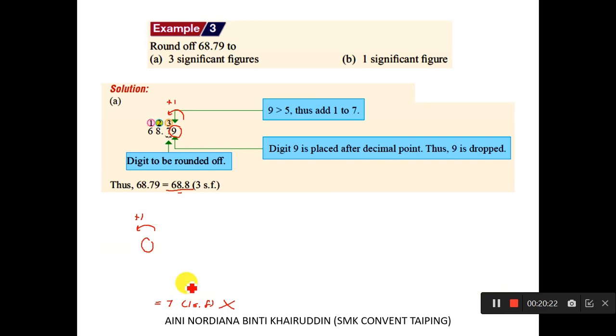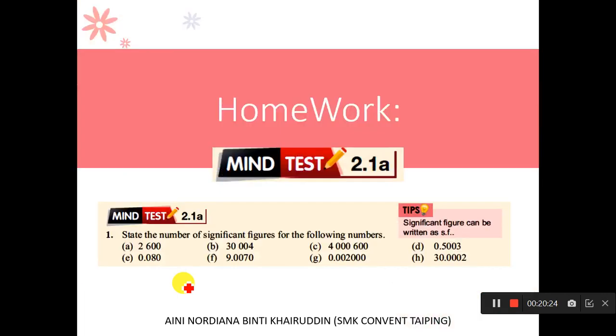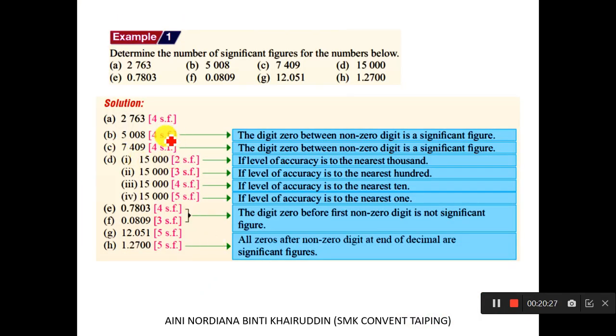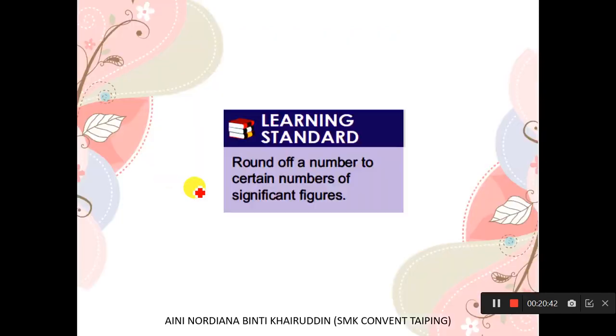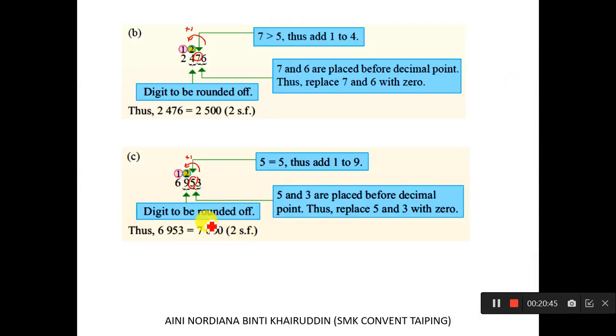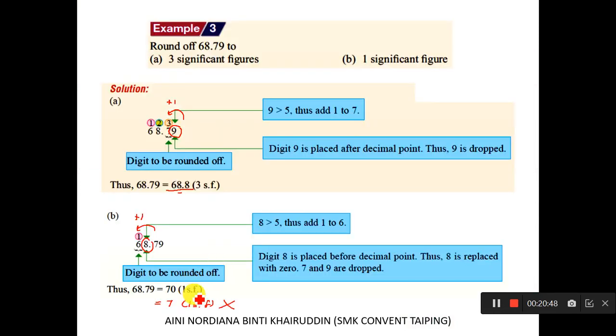Let me show you from the previous. Like this, the number 0.0 here, we can write as 2, 3, 4 or 5 significant figures based on the situation or based on the question. So same as this. The original question is 68. So the answer should be 70.